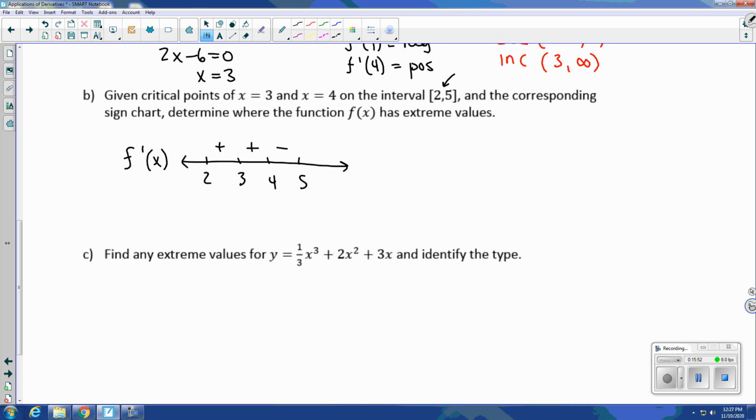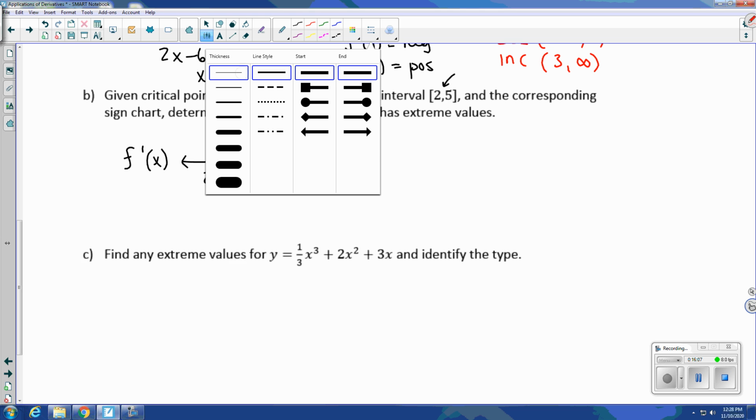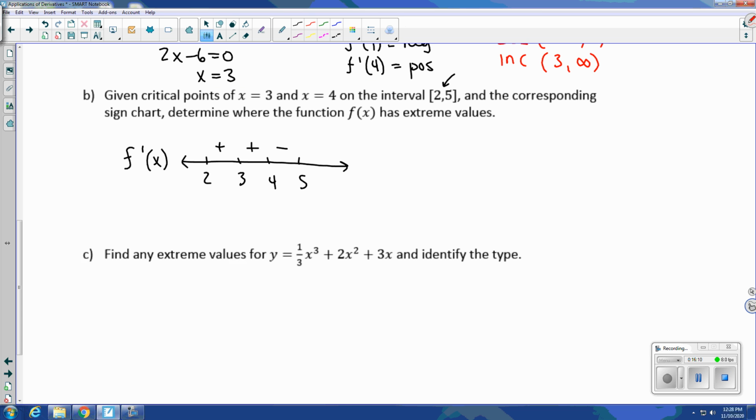So we put our sign chart for the derivative. You can see that the critical points of 3 and 4 have been given, and then 2 and 5 were added in because those are endpoints, and they are included in this function. So analyzing from left to right, from 2, because the derivative is positive, that means f of x is increasing, still increasing, then decreasing. It's increasing from 2, so we know f of x has a minimum at x equals 2.